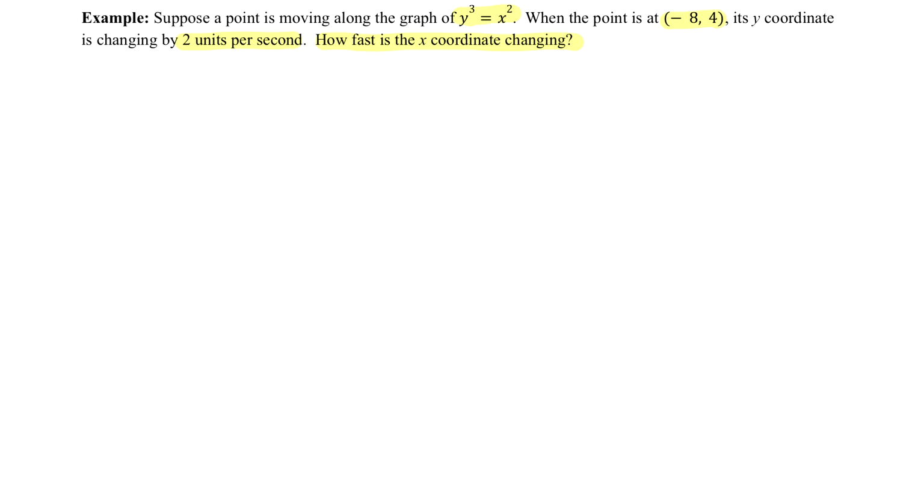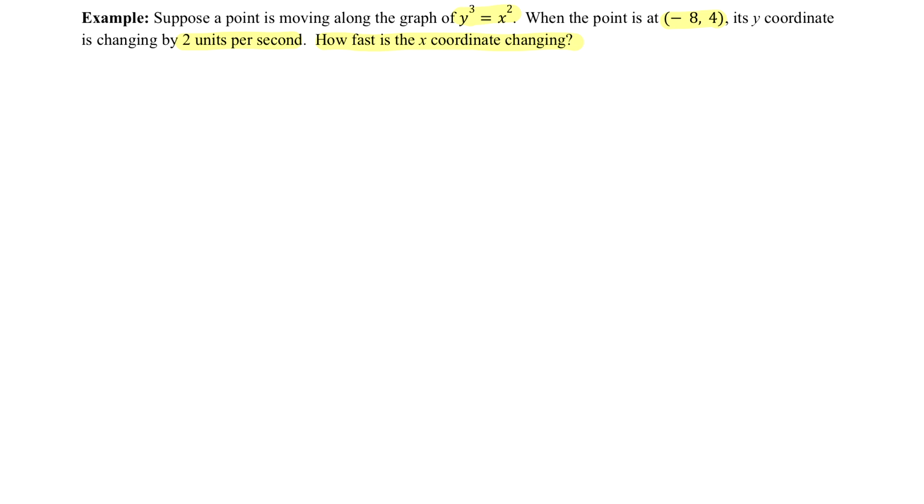So my first step here would be to draw a picture. Now, if you wanted to, you could actually go and look at the graph of y cubed equals x squared. Although, to be honest, for this problem, I don't think it's actually going to be particularly helpful. So I'm actually going to skip that step here. I'm not going to draw myself a picture, but I am going to, in my second step, identify all of my variables and label them out.